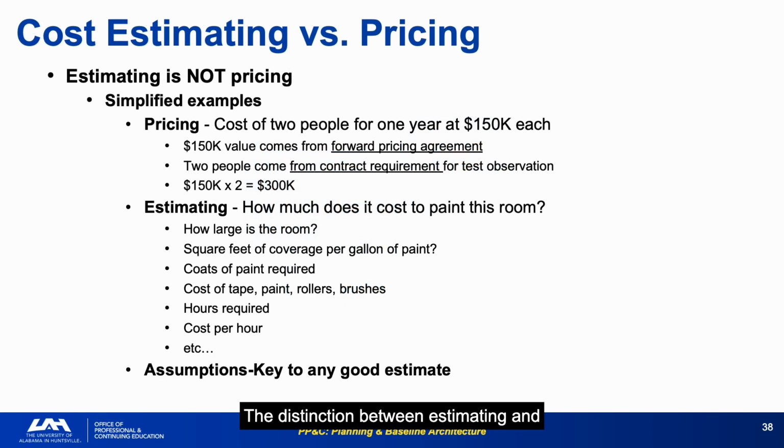The distinction between estimating and pricing is fundamental. Pricing is a contractual calculation based on pre-agreed rates, while estimating is the analytical judgment of actual resource requirements within a defined scope. The paint room example is exactly how to think about estimating. You have to think through every input: square footage, coverage per gallon, number of coats, materials, labor hours. Skipping any input means your estimate is incomplete.